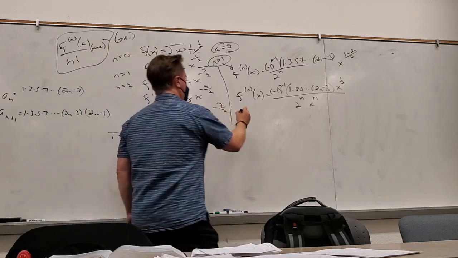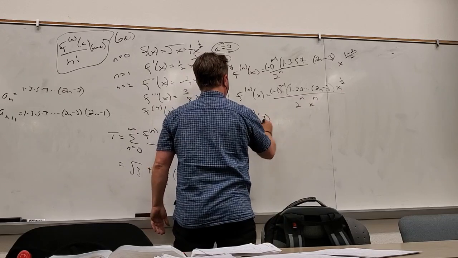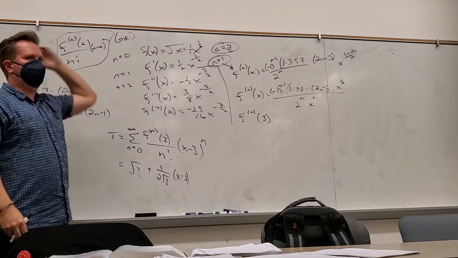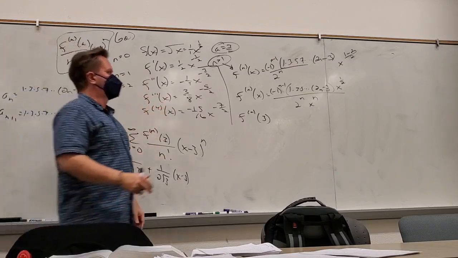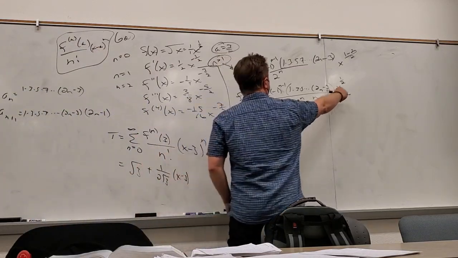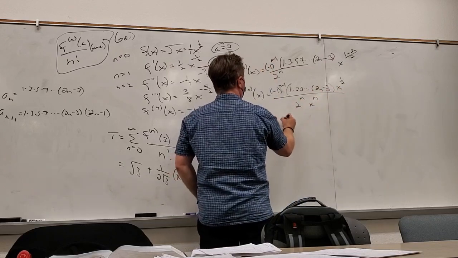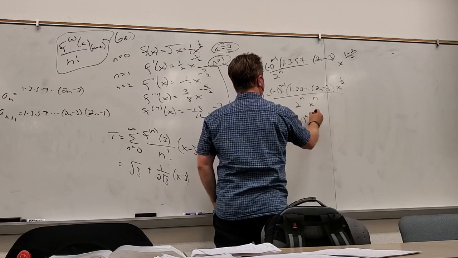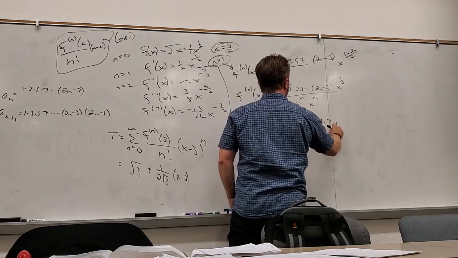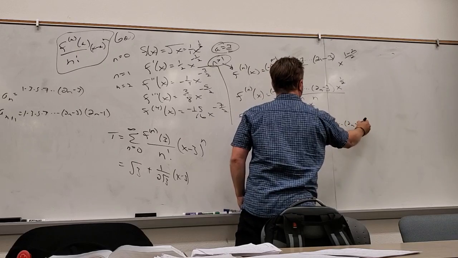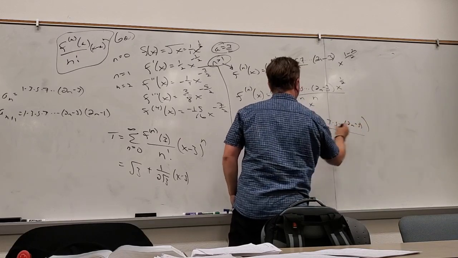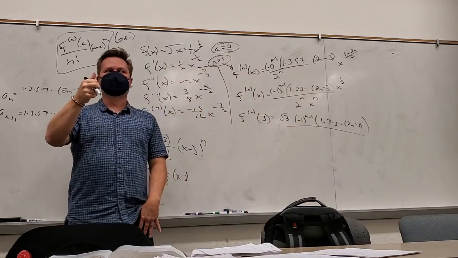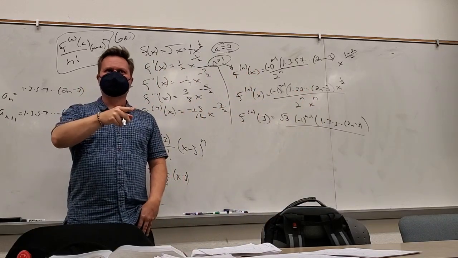So now, what does f^(n) of 3 look like? Because that's what I need here. What's the only thing that changes? Three on the end. It'll be 3 down here, and it'll be 3 in there, right? So it'll be square root of 3, I'll just put it out front, times negative 1 to the n minus 1, 1 times 3 times 5, blah, blah, blah, all over 2 to the n times 3 to the n, yes? Which is 6 to the n. 6 to the n.